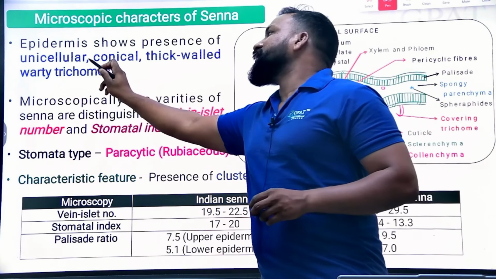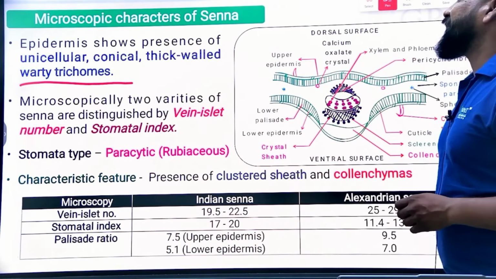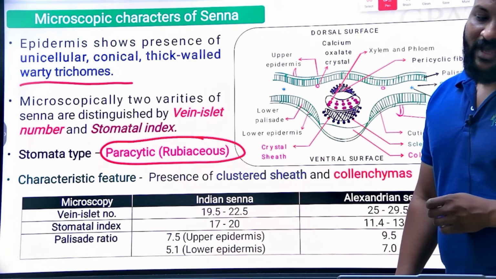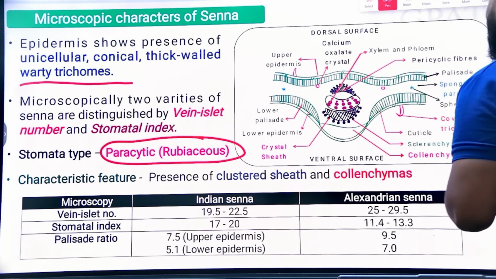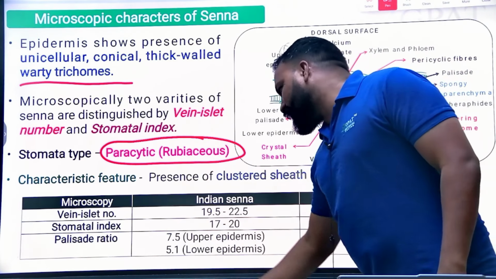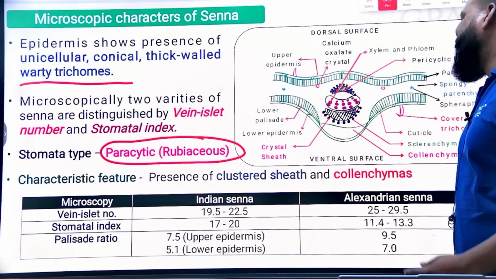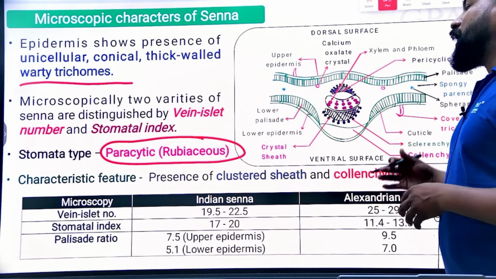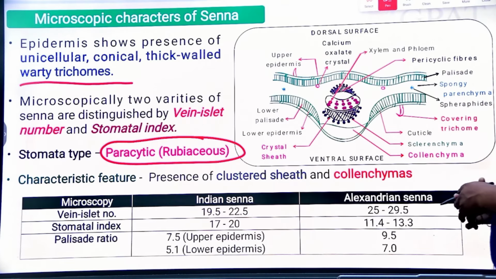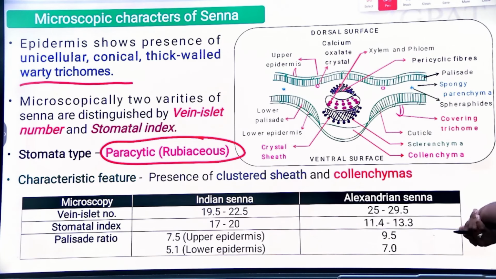Senna contains unicellular, conical, thick-walled warty trichomes, and it also contains a paracytic or rubiaceous type of stomata. These are two different values for Alexandrian senna and Tinnevelly senna. The palisade ratio for Indian senna is 19.5 and 22.5, whereas Alexandrian senna is more. The vein islet number is also more for Alexandrian senna. The stomatal index for Indian senna is 17 to 20, whereas for Alexandrian senna it is 11.4 to 13.3.